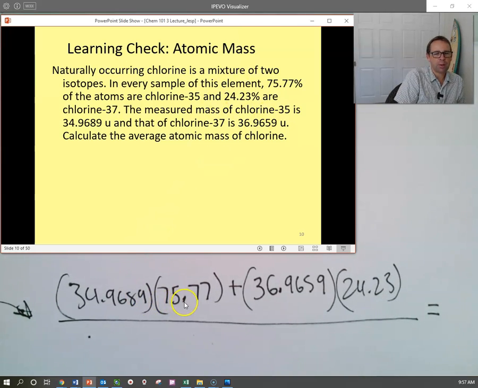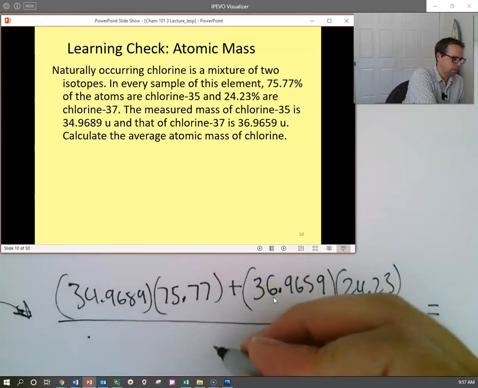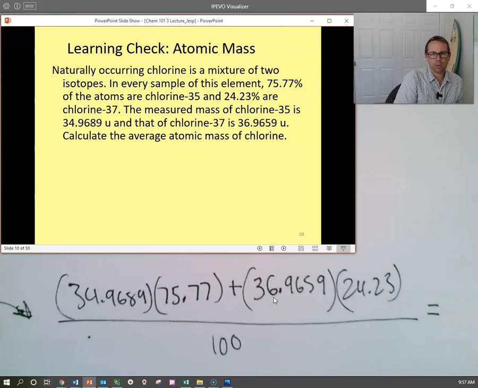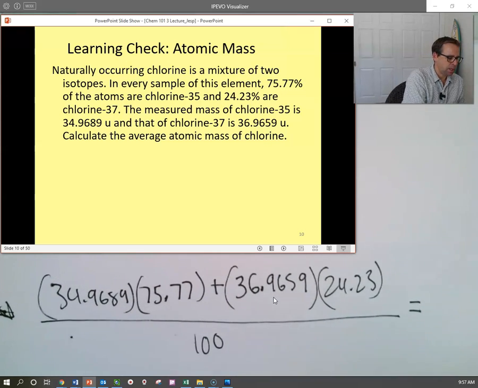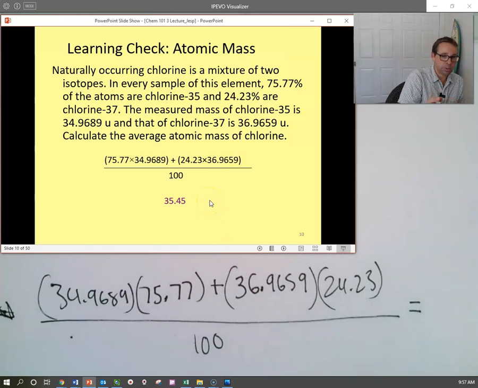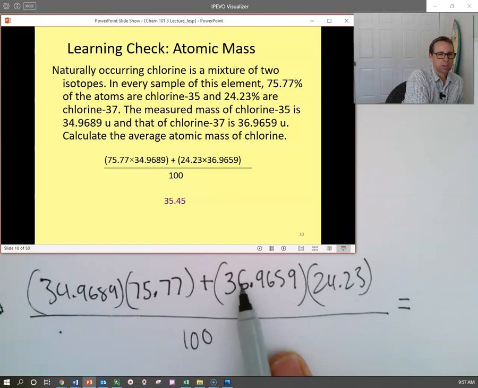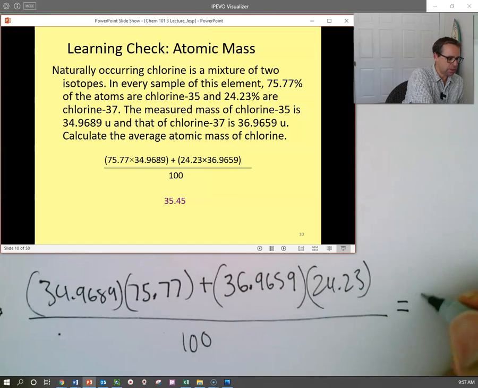Divided by 100, because there's not just 2 atoms. There's 75.77 out of every 100 of this kind, and 24.23 out of every 100 of this kind. So we divide it by 100. Right. And then when we put that in the calculator, last time we actually put 35 and 37 here. But these are the more precise numbers, and so we get 35.45.